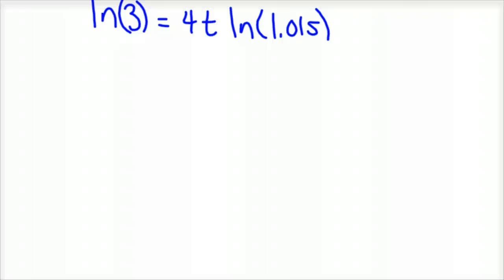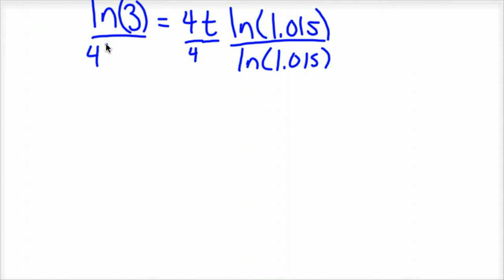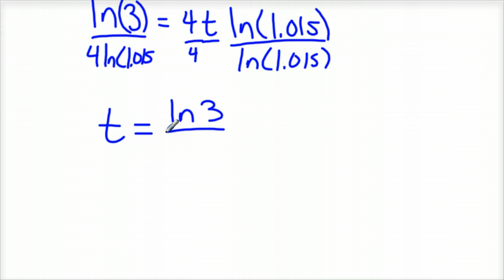To solve this, we want to get t by itself. So we'd need to divide by 4 and by the natural log of 1.015. So your time t is the natural log of 3 divided by 4 natural log of 1.015. Plug that baby into whatever calculator you have, and you know you got it right when you hit this as an approximate answer.